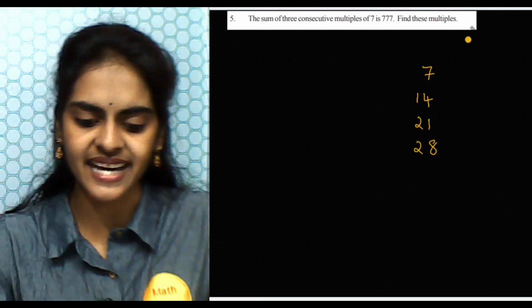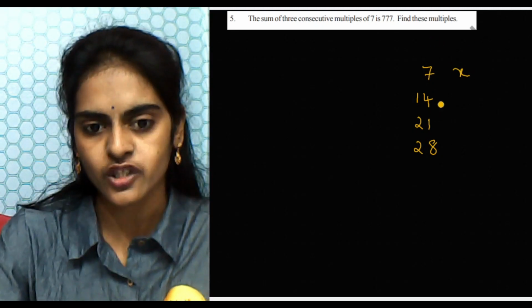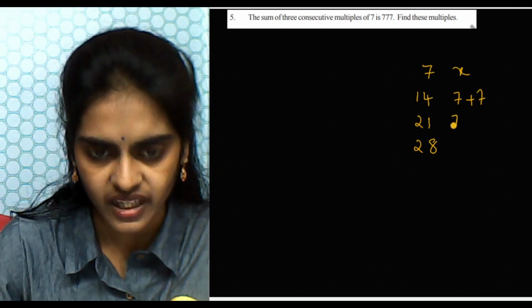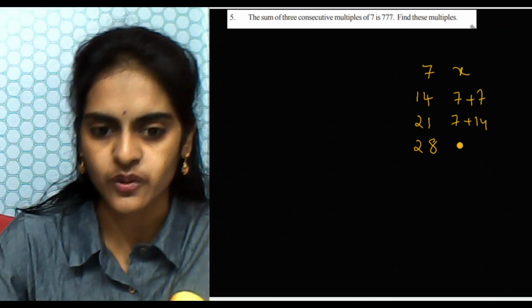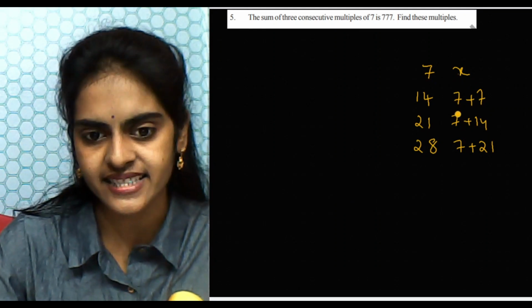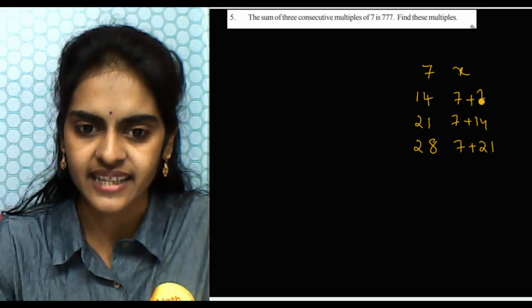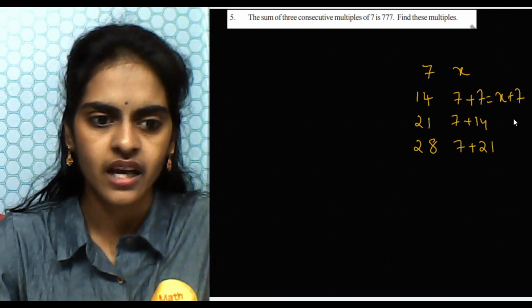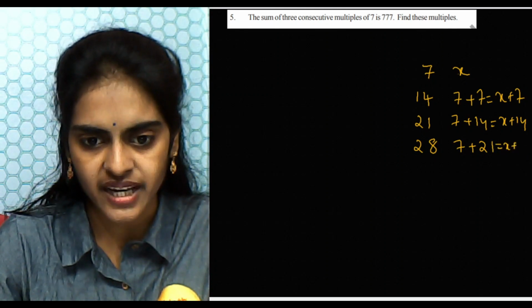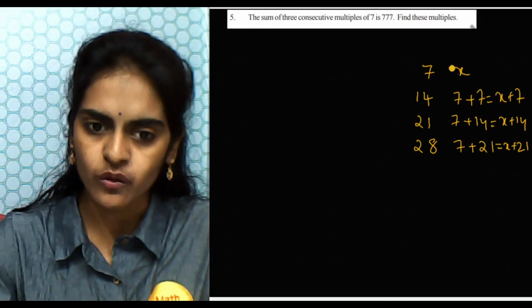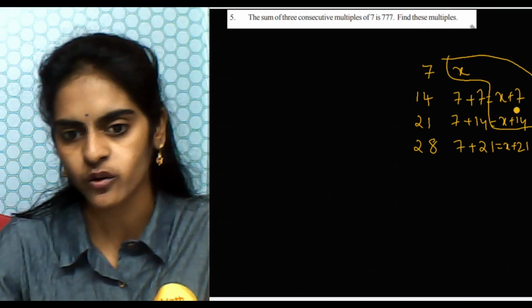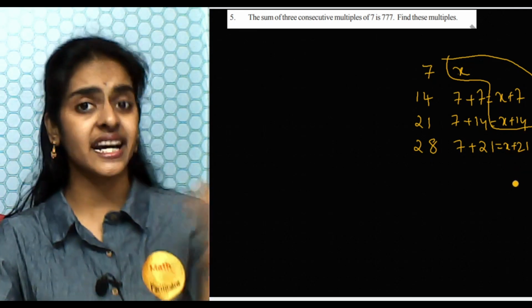How can you write this? If this 7 you take as x, then 14 is nothing but 7 plus 7, and 21 is 7 plus 14. 28 you can write as 7 plus 21. So if 7 is x, this I can write as x plus 7, this as x plus 14, and the next multiple will be x plus 21. Are you getting it? These are the multiples which we are going to take. They asked us only 3 multiples, so I am taking only 3. Understood?